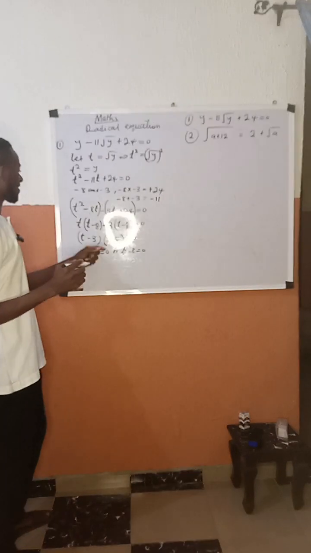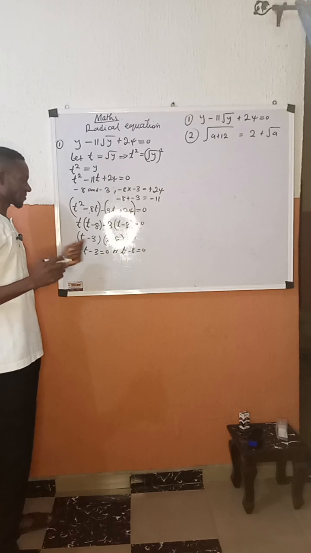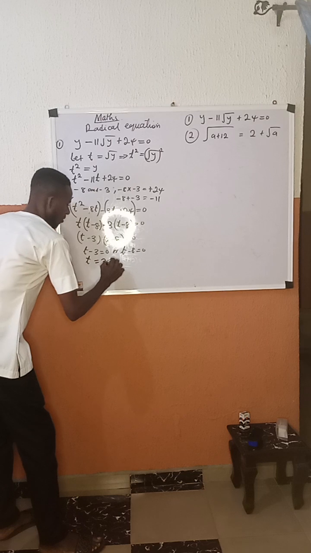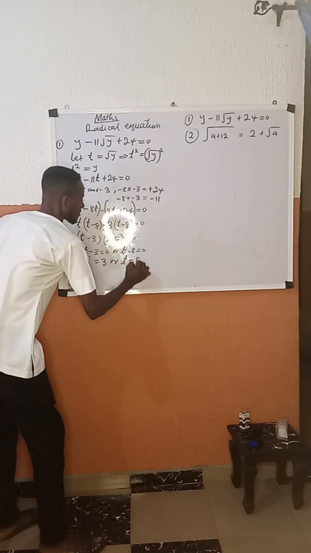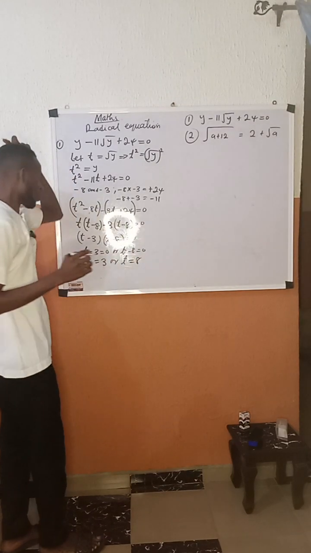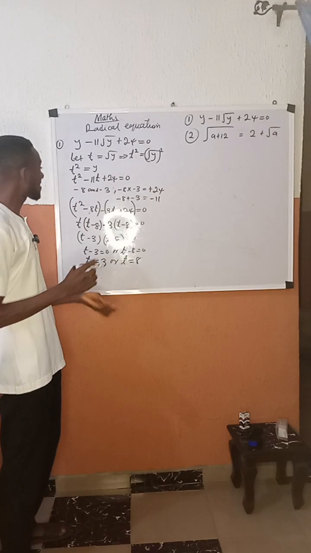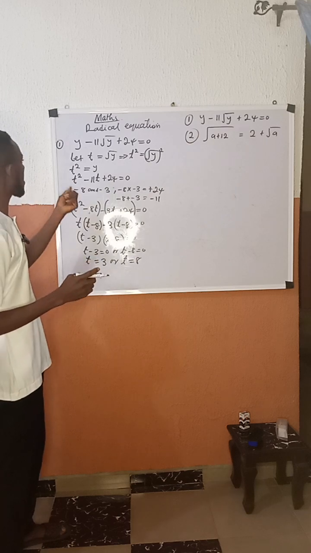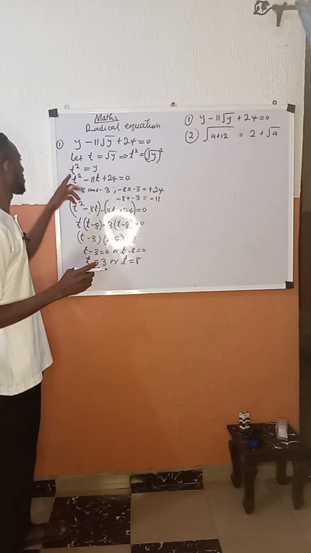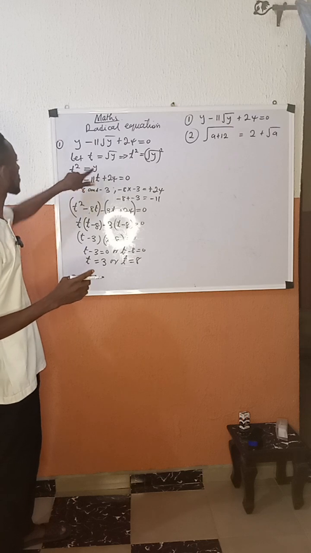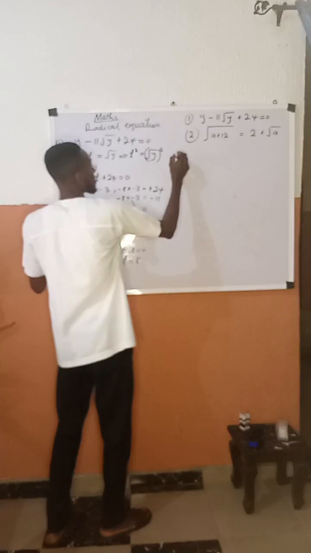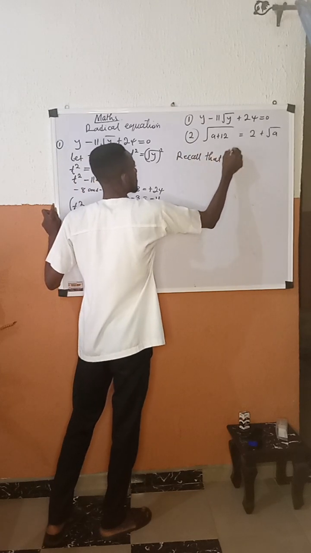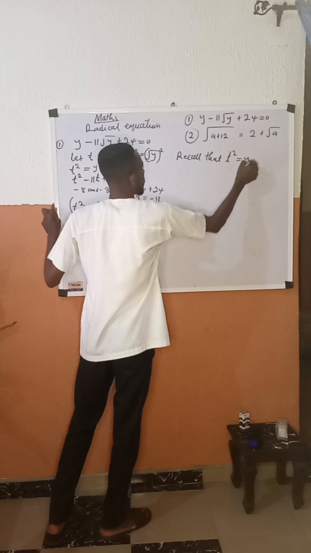And of course, by collecting like terms in these equations, we can agree that t equals 3 or that t equals 8. However, we are not told to find the value of t. Instead, we are asked to find the value of y. So we return where we made definitions earlier. Recall that we say that t raised to power 2 equals y.